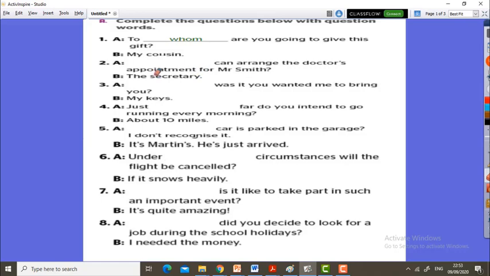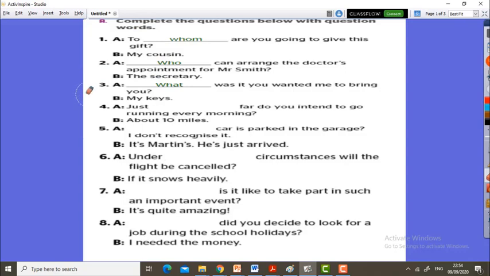The answer is the secretary. So we are asking about a person. So either we need who or whom, and it is at the beginning. So who can arrange the doctor's appointment for Mr. Smith? Number 3. The answer is my keys. It is an object, something. So, shall we use which or what? Yes? What?